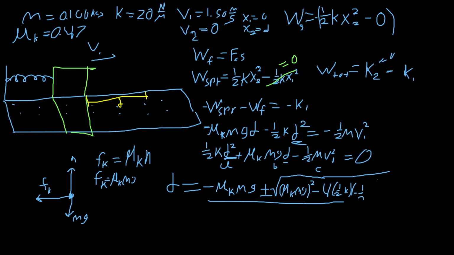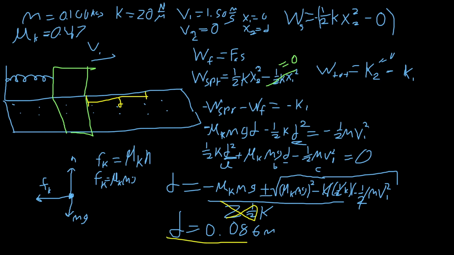This is going to be one over two m v1 squared. And we can tell that these just cross out here if you want to do that. And you have two times one over two k as our a value. These two cross out right here. And now just solve for d. Plug these into your calculator. And now that you've solved it, you should have got 0.086 meters as the distance that the object was able to travel.